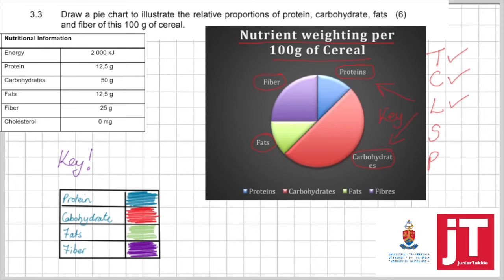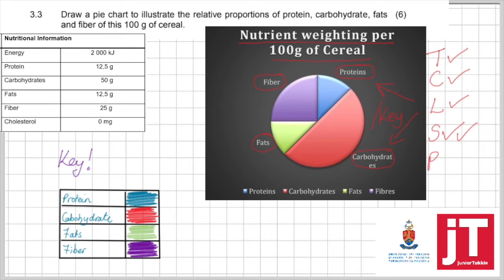C is the caption or the heading. Have I correctly indicated the variables for this graph? In this case, I'm showing the nutrient weightings per 100 grams of cereal. And that is shown over there, so my caption is correct. Now my labels for each of the quadrants can be done in one of two ways. As I showed you, I can either do it in a key, or I can write them as I have done on the graph there as well.